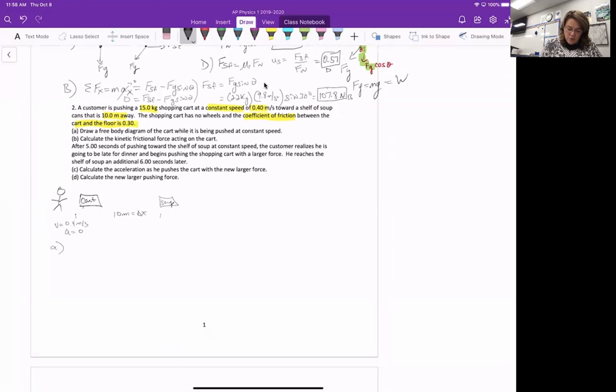Draw a free body diagram while the cart is being pushed at a constant speed. Okay. This dot represents my cart. I'm pushing the cart, right? Well, let's do the easy one. Force normal, because the cart's on the ground. Force of gravity, which is pulling downward on it. Those two have to equal each other because I'm not accelerating up in the sky and I'm not going down into the earth. I'm pushing on it.